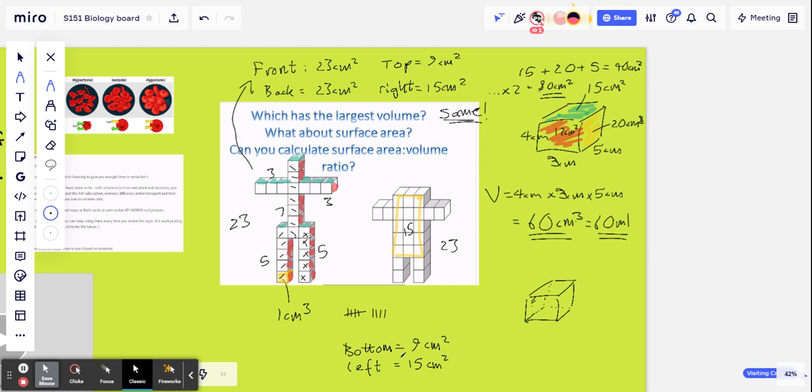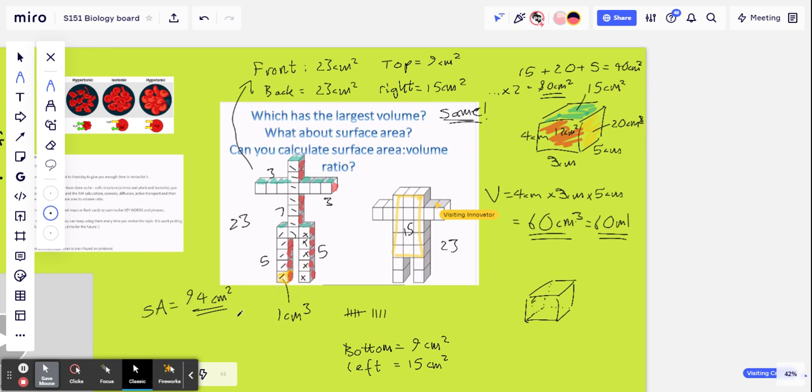So the examples they've given you take quite a long time actually, but let's just add them all up and we'll work out the total surface area of the one on the left. Okay. So the total surface area is 94 centimeters squared. That's the total surface area. The surface area of the one on the left is 94 centimeters squared.